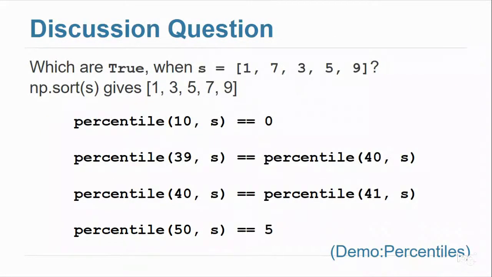Let's move on to some discussion questions. I'll pause after each question. You can pause the video at that point and think through the answer, and then I'll answer the question. Let S be the list 1, 7, 3, 5, 9. That list isn't in increasing order, so we could use np.sort(S) to give the sorted list 1, 3, 5, 7, 9. Is the 10th percentile of S equal to 0?